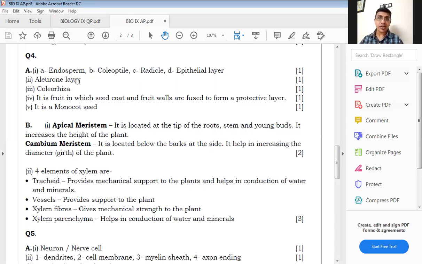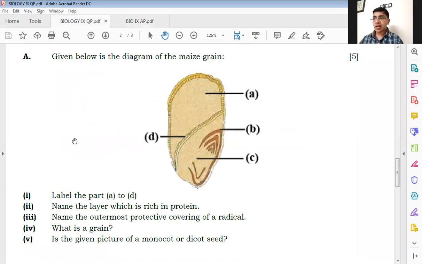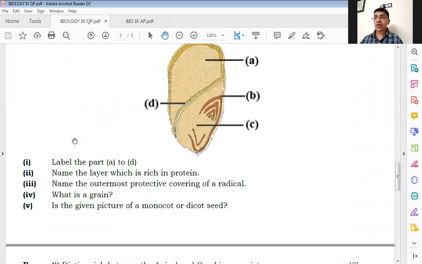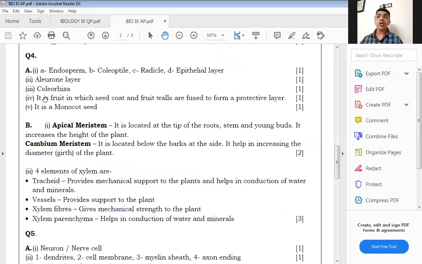As you can see there, it is the aleurone layer which is rich in proteins. Next question, name the outermost protective covering of a radicle. See, we understood this is plumule, this is radicle, and this is the outermost protective covering of the radicle, and you are supposed to name it, and that is coleorhiza. As you can see there, coleorhiza.